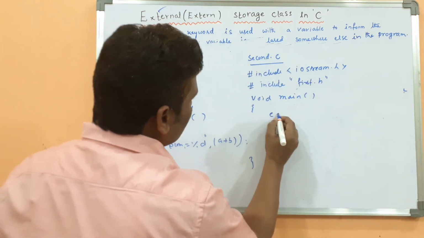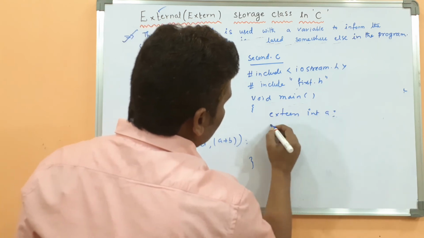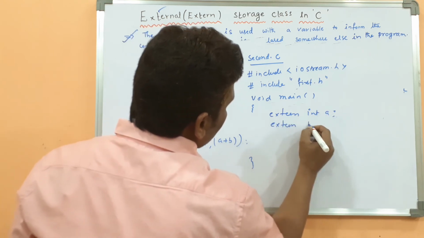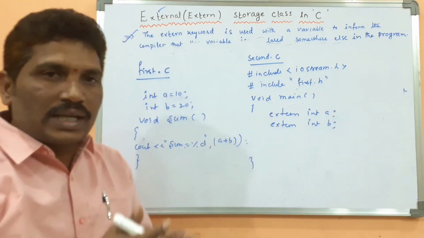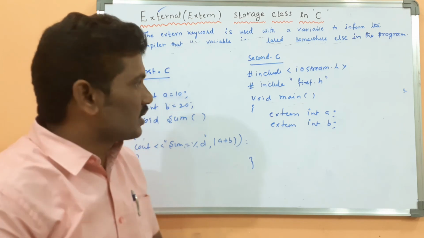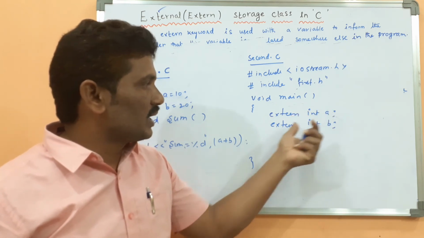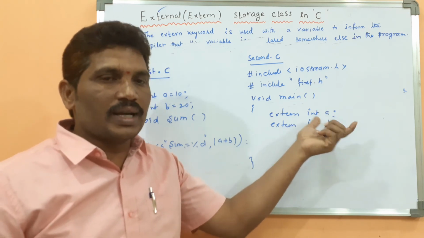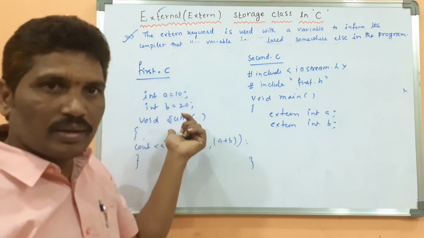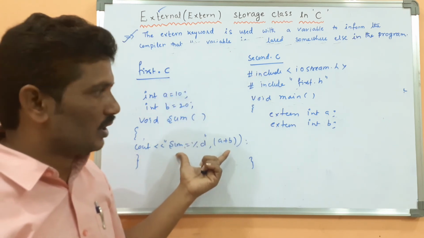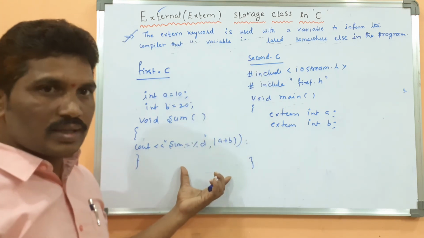Extern int A, extern int B. You know that the execution of the program starts from the main function. Because A is declared as an external variable, and B is declared as an external variable. What is the meaning of this statement? It has been defined or declared somewhere else in the program. Here both should be in the same folder. First.c and second.c, both should be in the same folder.